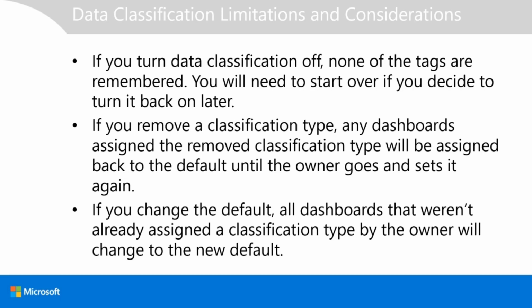Some limitations and considerations. If you turn data classification off, none of the tags are remembered. You will need to start over if you decide to turn it back on later. If you remove a classification type, any dashboard assigned the removed classification type will be assigned back to the default until the owner goes and sets it again. And if you change the default, all dashboards that weren't already assigned a classification type by the owner will change to the new default. So these are some really important things to understand and remember when you are dealing with sensitivity labels. All right, so that brings us to the end of this sublesson.